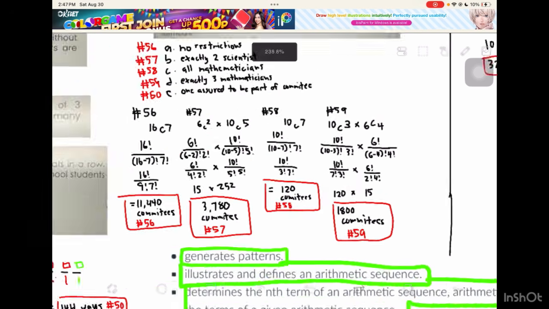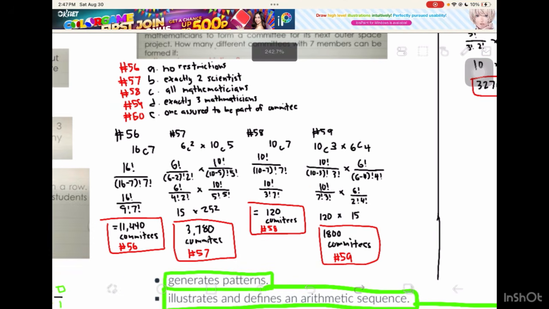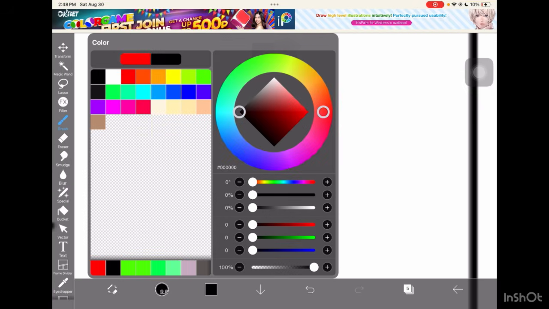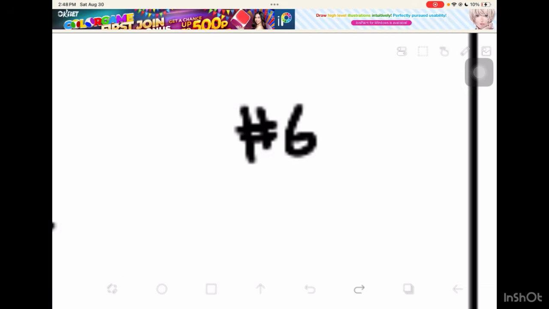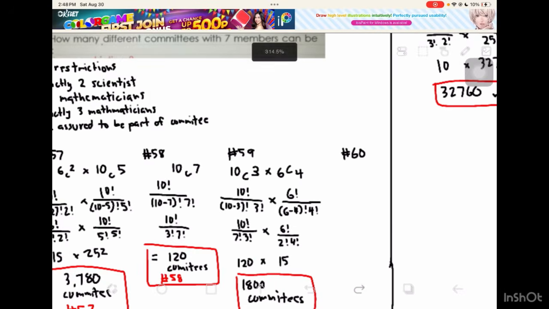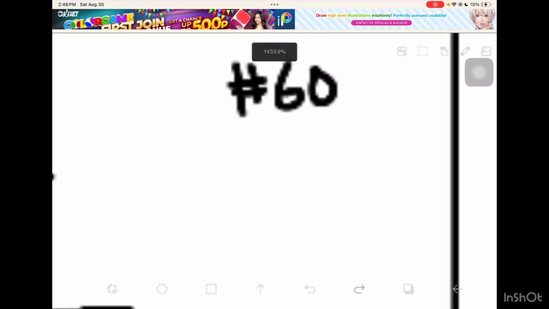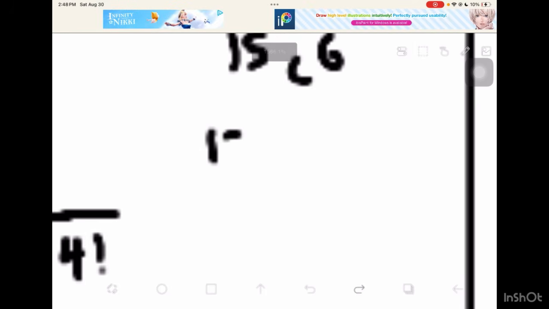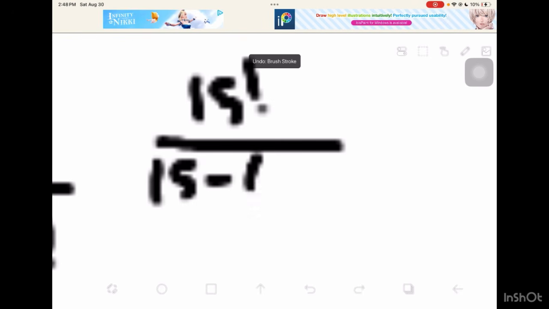Lastly, number 60, and we don't have space. No, I'll find a way to fit that in there. So 1 is assured to be part of the committee. So since this one slot is already taken, there's 6 other slots, and 15 other members, because 16 minus 1 is 15, so it's 15 C6, which is 15 factorial over 15 minus 6 factorial.